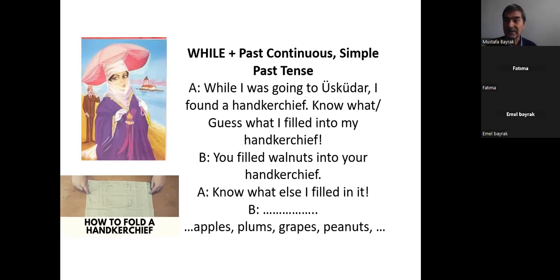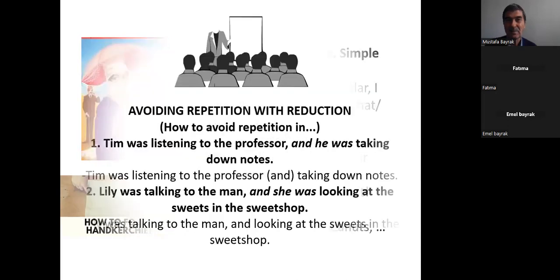You filled apples in the handkerchief. What else did I fill in it? You filled plums. What else? You filled grapes. What else? You filled peanuts. It goes on and on like this. Okay, in a chain practice.